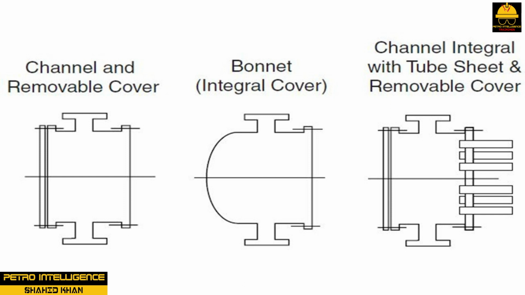The rear end, or return, header has 8 possible designs. 1. Fixed tube sheet with channel and removable cover. 2. Fixed tube sheet with bonnet. 3. Channel integral with the tube sheet and removable cover, fixed to shell. 4. Outside packed floating head. 5. Floating head with backing device. 6. Pull-through floating device. 7. U-tube bundle. And 8. Externally sealed floating tube sheet.